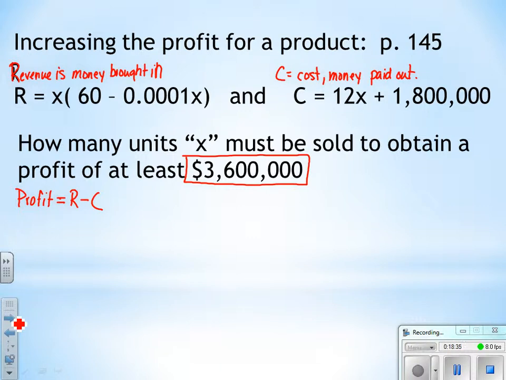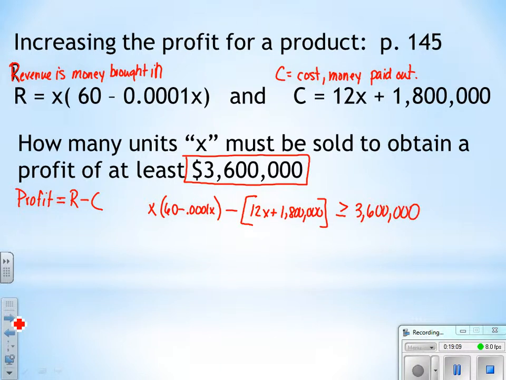So our revenue minus our cost. Revenue minus, I'm going to use this here to kind of separate it. Okay, so revenue minus cost. Can you guys see those pieces in there? We want to get at least $3,600,000. So we want the subtraction of those two things to be greater than or equal to that value. Okay, so now we simplify. We'll change colors here. Do your distributions.